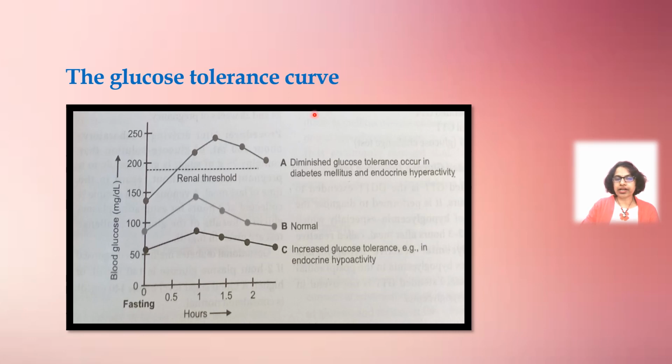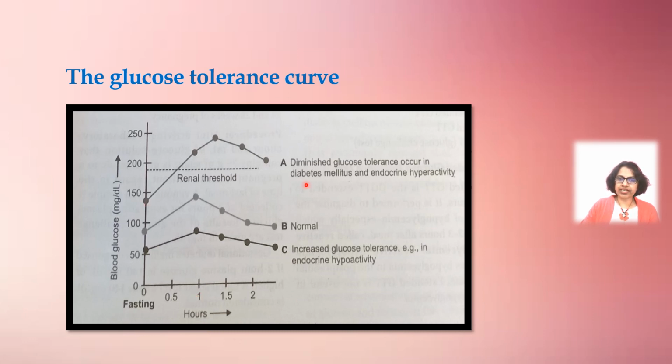The glucose tolerance curve. When we talk about the glucose tolerance curve, we have to notice how the graph is plotted. The graph is plotted against time, and we have to notice the rising of the blood glucose level. On the y-axis you can notice blood glucose, measured in milligrams per deciliter, and the x-axis is plotted in hours.